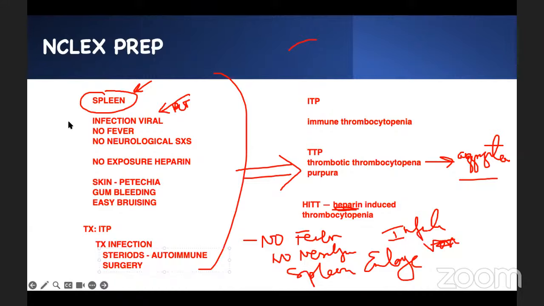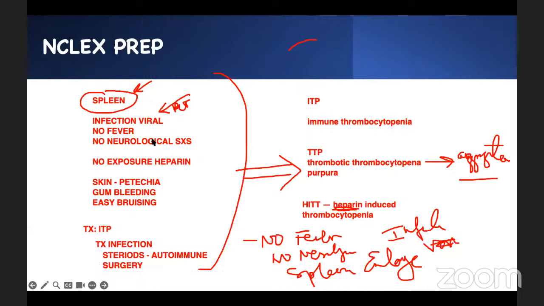For TTP, you do something we call plasmapheresis. Basically, you take their blood and then wash it out and then give it back to them. And that is the treatment for TTP, thrombotic thrombocytopenia purpura. Yeah, splenectomy, remove the spleen.